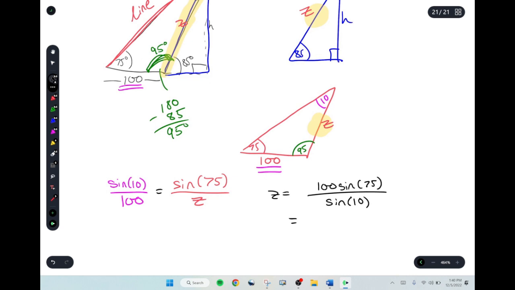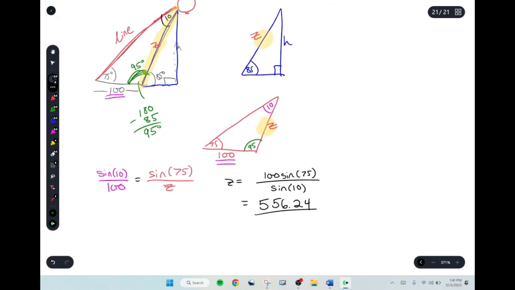which is the calculator problem. But sine 10 is not one of the easy ones. What'd you say? 556.24.